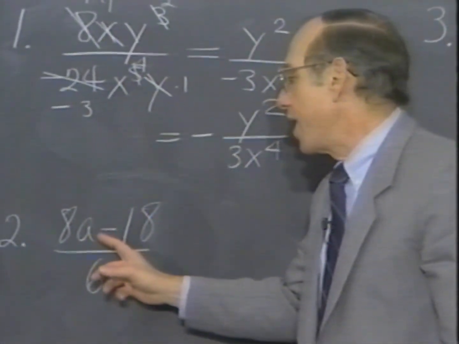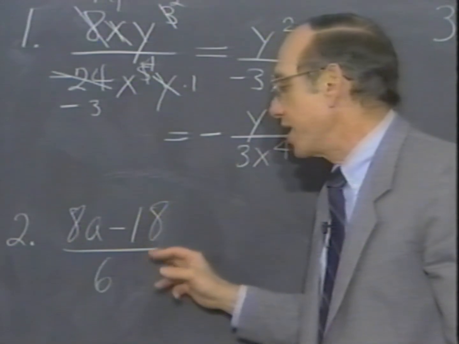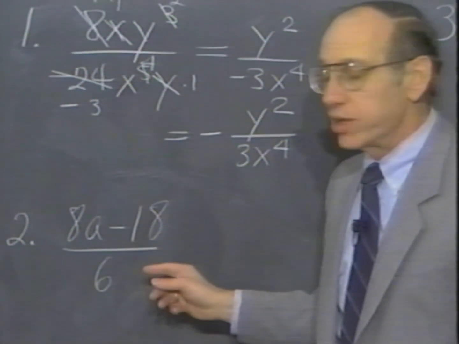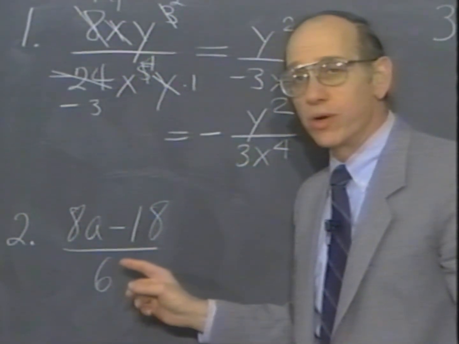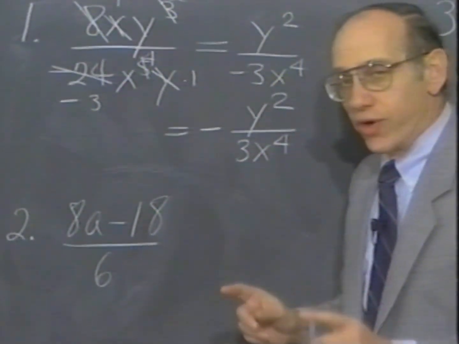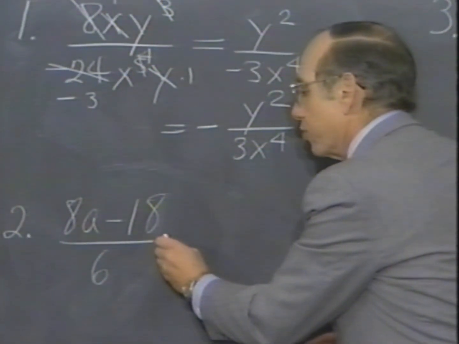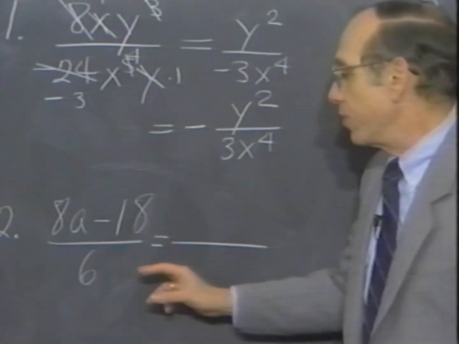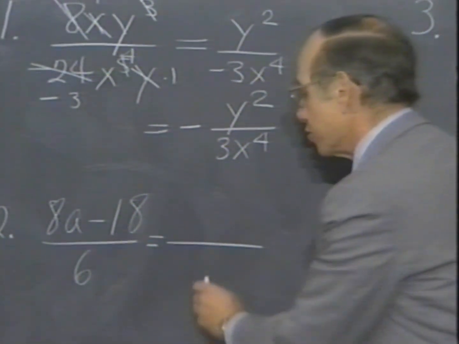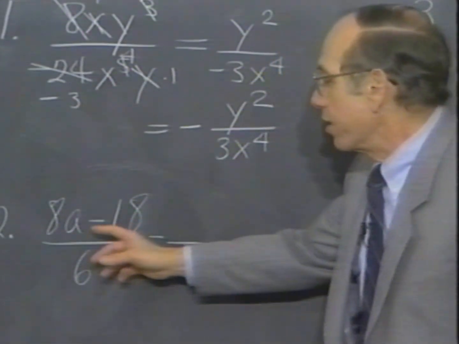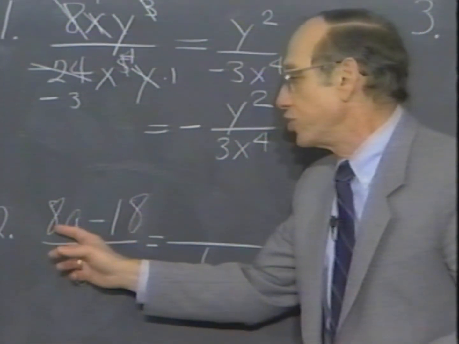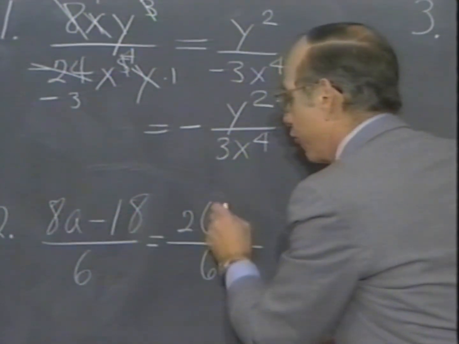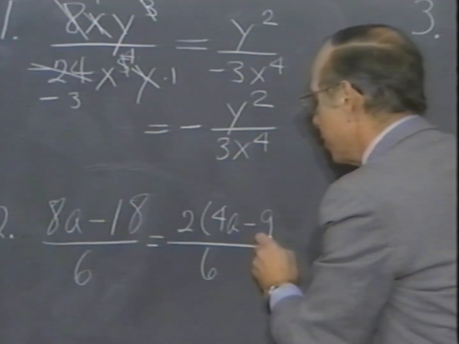Problem 2, we have a binomial, 8a minus 18, divided by the monomial 6. Now, we've done these problems earlier by short division, but this time we're going to do it by dividing out common factors. In order to do that, of course, I have to look at the factors that I have in numerator and denominator. Well, in the denominator, we have the number 6, so I think I'll just recopy that. But in the numerator, I can remove a common factor of 2 from each of the two terms. This is 2 times 4a minus 9.